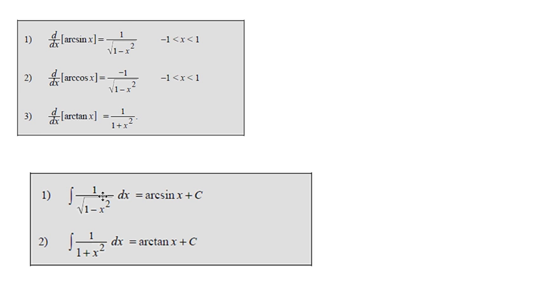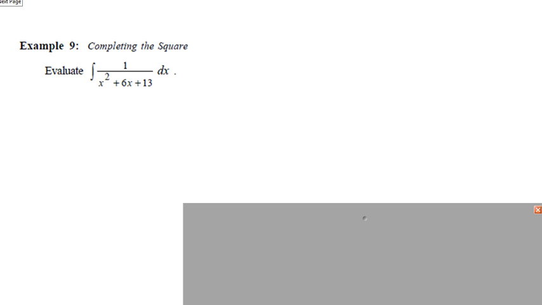I think that's all we have for today. Oh no. So one more problem. It says solve this by completing the square. Well, this is a nice challenging problem. Completing the square is a good technique for integration. What we could do is write this as 1 over x squared plus 6x plus 9 plus 4.